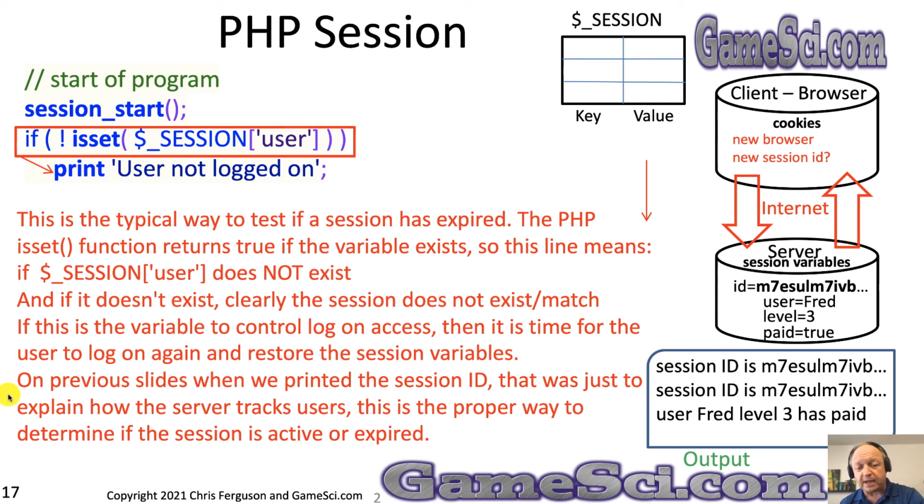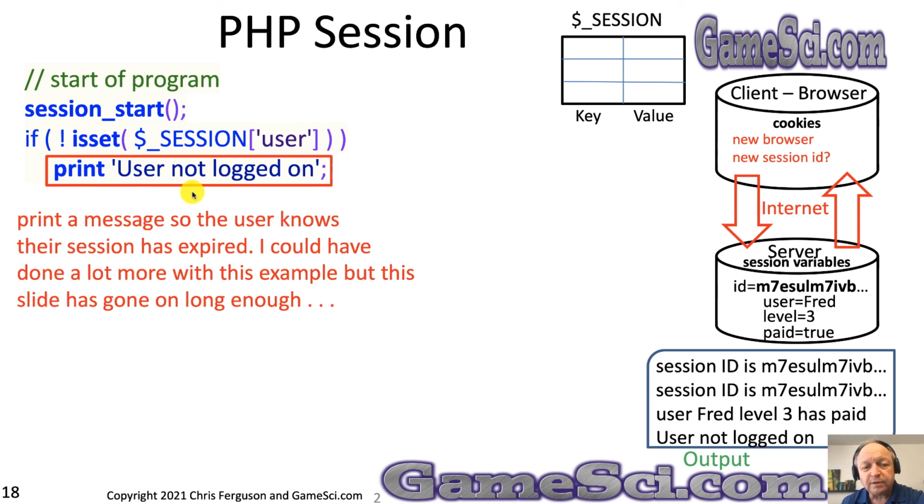On previous slides, when we printed the session ID, that was just to explain how the server tracks the user. That wasn't to tell whether you were logged on or not. This is the proper way to determine if a session is active or expired or the user logged off. Print user not logged on. Print a message so the user knows that the session has expired. I could have done a lot more with this example, but this slide has gone on long enough.